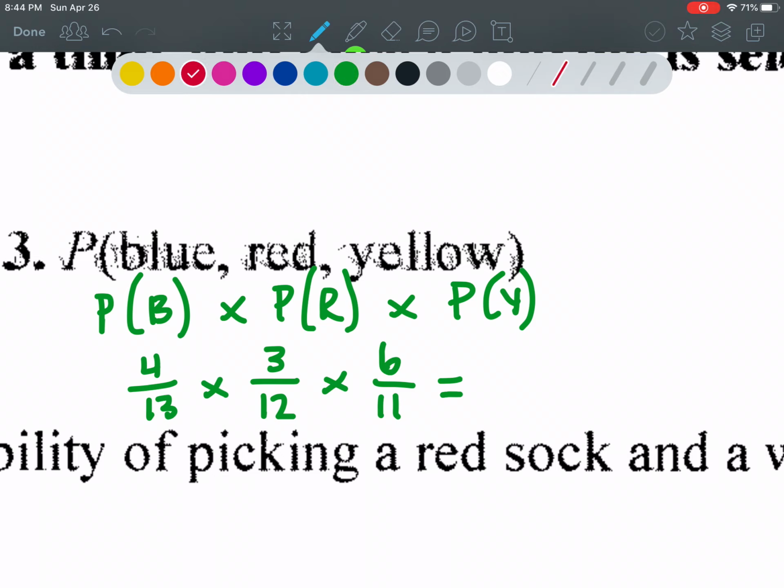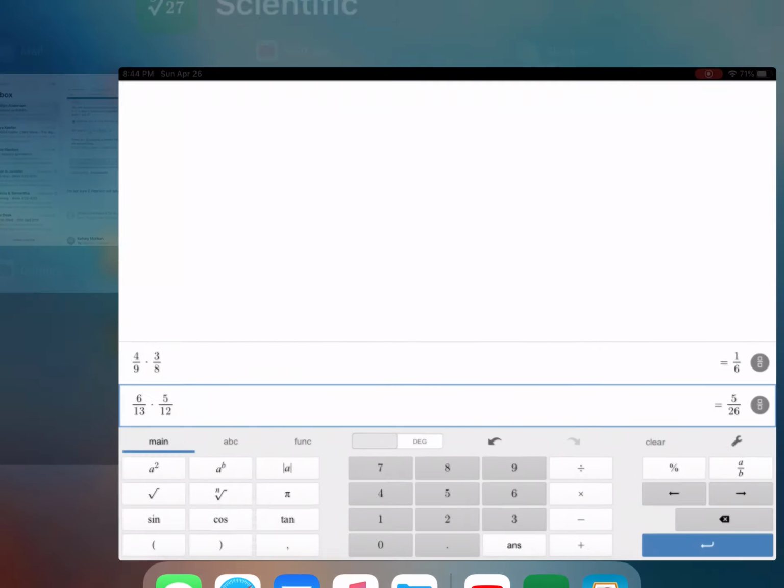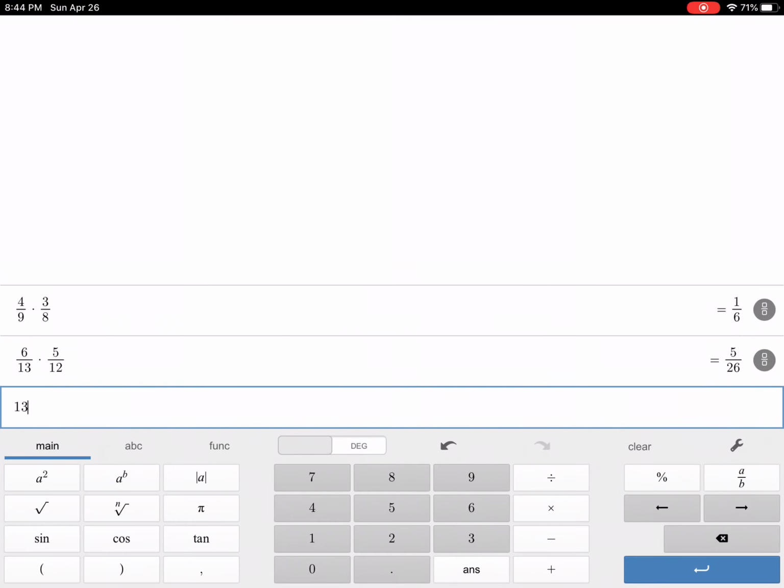Again, let's see what I could do. 3/12, both of those can be divided by 3. I think that is all. I don't see anything else that we can do. So 4 times 1 times 6 is 24. I am not going to be able to do 13 times 4 times 11 in my head. So let's do 13 times 4 times 11.